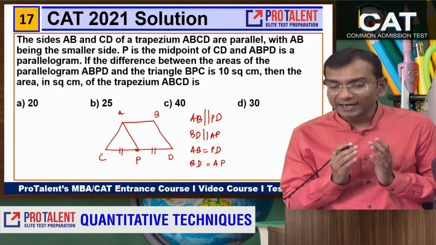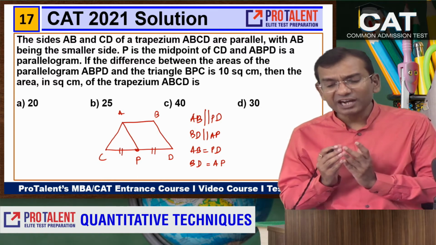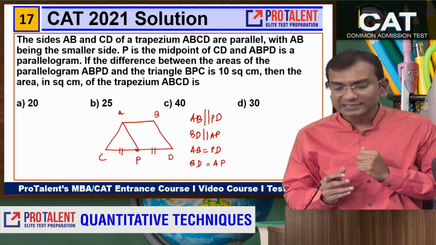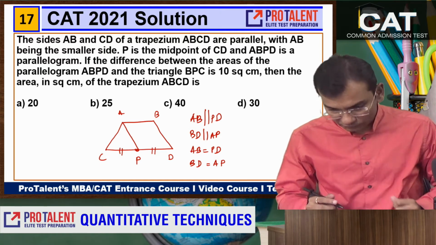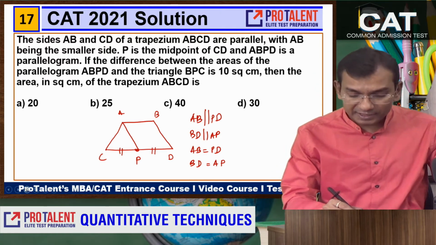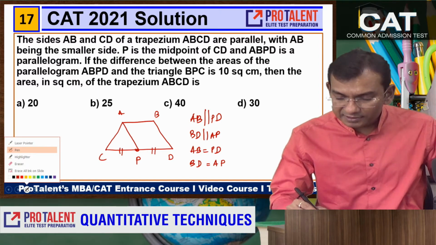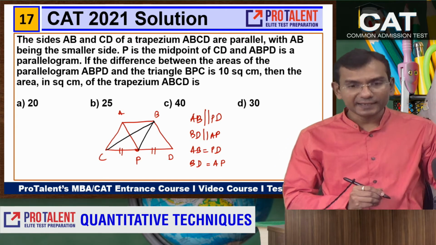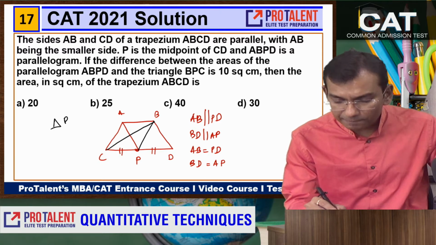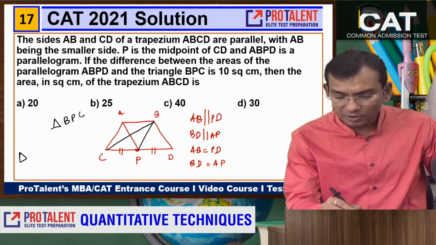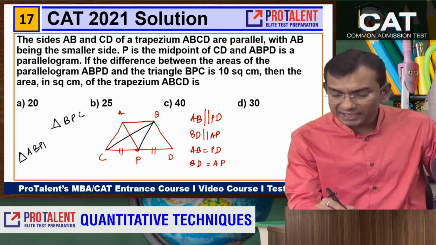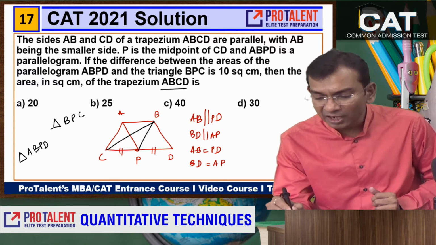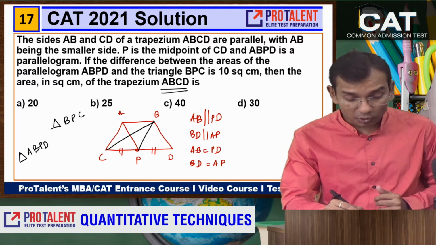If the difference between the area of parallelogram ABPD and the triangle BPC is 10. What is triangle BPC? The triangle BPC is something like this. So what do I have? Triangle BPC and there is a parallelogram called ABPD. What is the gap between the two? 10 square centimeter, and they are asking us what is the area of trapezium ABCD. Looks pretty good.